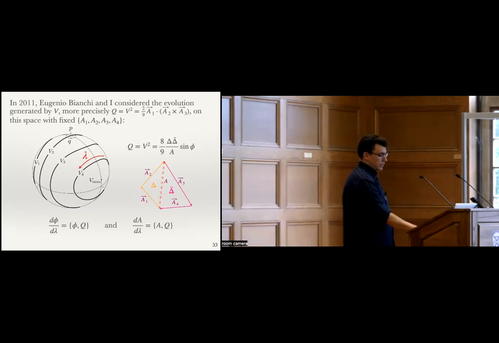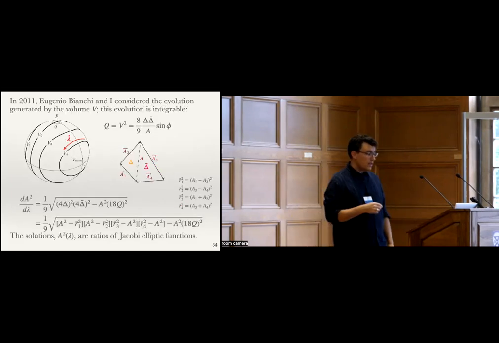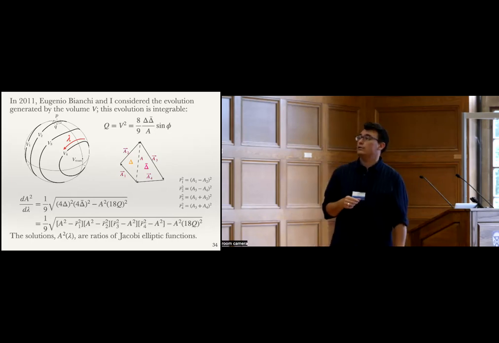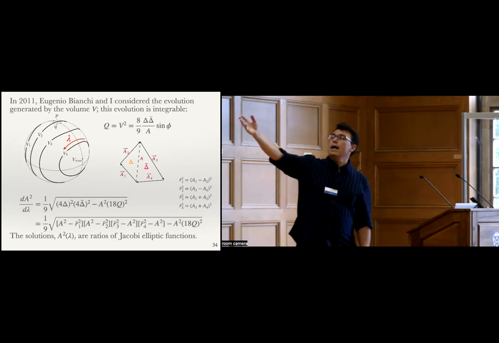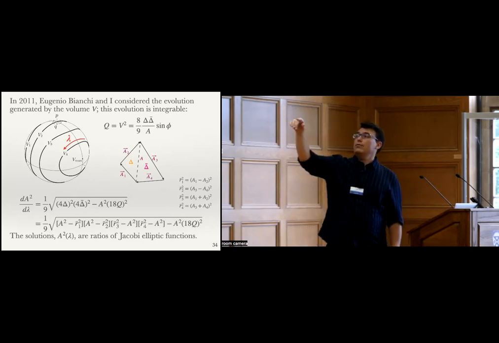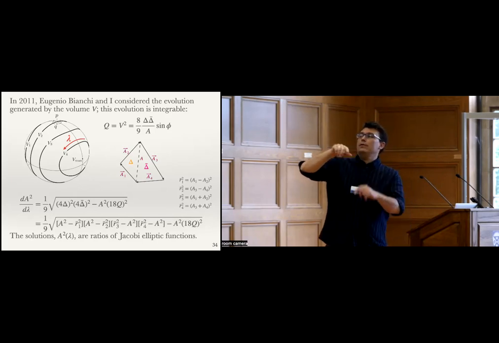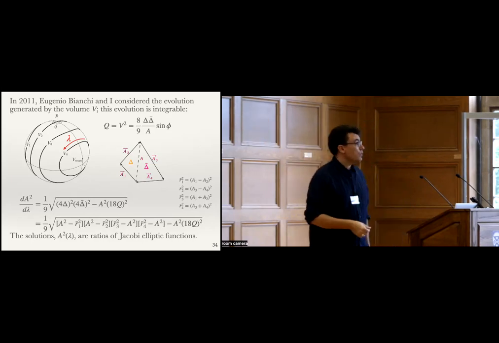This is work that Eugenio Bianchi and I did some years ago. The dynamical system that emerges from this volume evolution is quite striking. Lambda is the parameter along the volume evolution, and we find a sort of momentum like we were looking at before. The derivative of the diagonal with respect to this volume parameter is a coordinate, the square root of a coordinate.